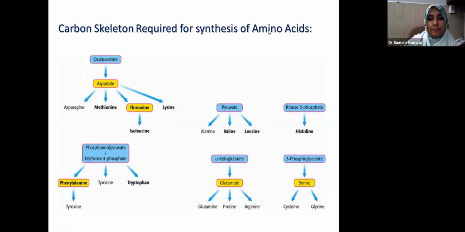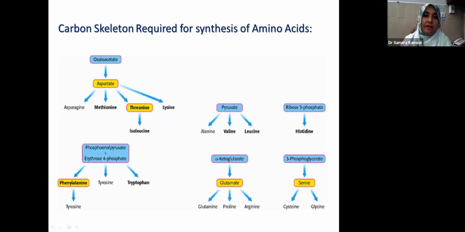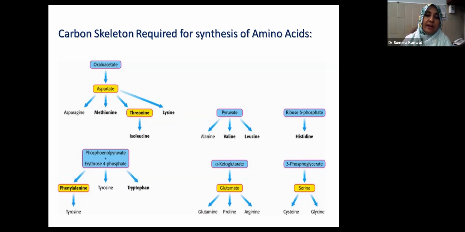This is the summary of synthesis of some amino acids from carbon skeleton. We have a total of 20 types of amino acids. Out of these 20, our body can synthesize 11 amino acids. The 11th, arginine, is semi-essential, but we can synthesize arginine. Usually arginine is an essential amino acid for infants and children. But for adults, this arginine becomes non-essential because of active urea cycle, and our urea cycle also utilizes arginine.